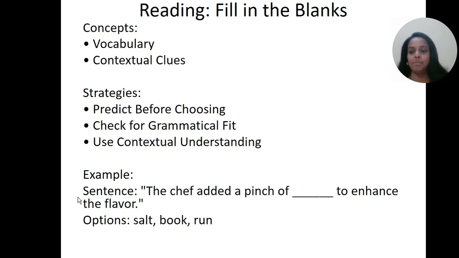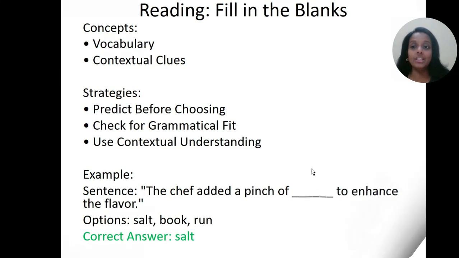Okay, let's see an example here. The sentence given here is, the chef added a pinch of dash to enhance the flavor, and the options are salt, book, run. Of course, everybody knows the answer is salt, right? Because that is the only option that makes sense in the context of cooking. So always look for your contextual understanding, and then check for grammatical fit. Sometimes you need to look for whether a noun, a verb, or an adjective should come in the blank. Okay, and you have to predict before choosing. Once you read the sentence, you should be able to predict the answer before choosing.